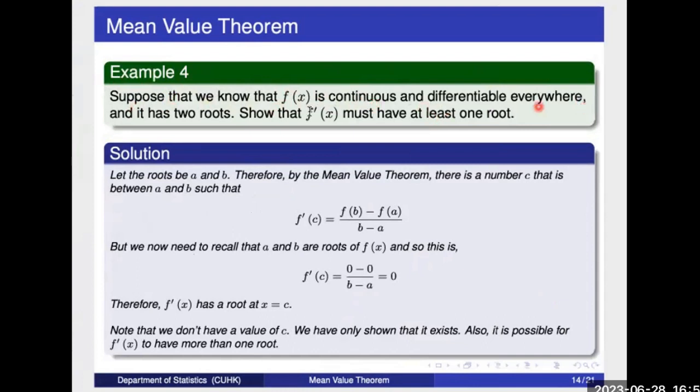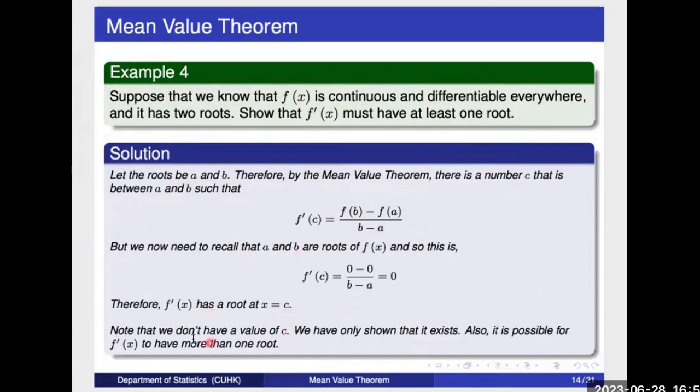In this scenario, we are given a function f(x) that is continuous and differentiable everywhere and has two roots. We are asked to demonstrate that its derivative must possess at least one root. To accomplish this, we denote the roots as a and b. Consequently, according to the mean value theorem, there exists a number c between a and b such that f prime of c equals (f(b) minus f(a)) divided by (b minus a). Since a and b are roots of f(x), this simplifies to f prime of c equals 0. Therefore, f prime of x possesses a root at x equals c.